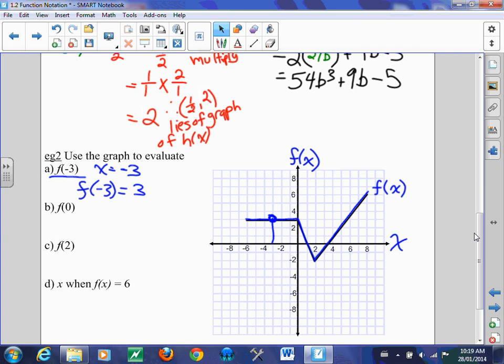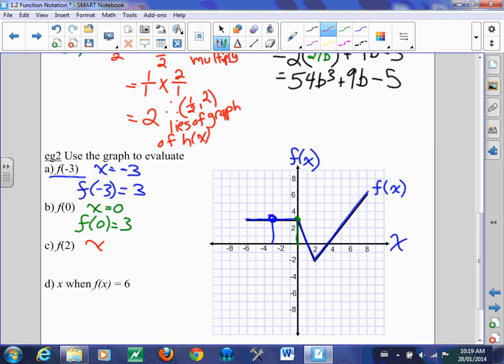Okay, next one, I'll change colors. F at 0, that means, hey, what's my value of my function when x equals 0? So when x equals 0, I'm here, go to my graph. Okay, so that tells me that f at 0 equals 3 as well. Okay, f at 2. Change colors. What does that mean? Hey, that means x equals 2. What does y equal, or the function equal? So at 2, I actually go down. So f at 2 equals -2.